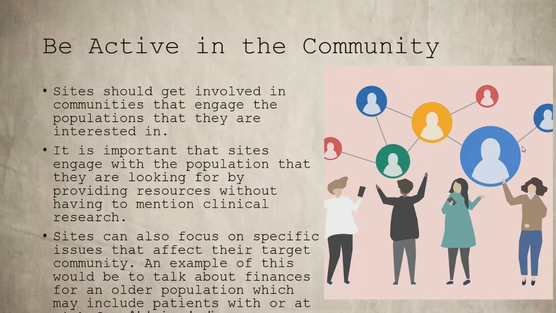Sites should get involved in communities that engage the populations that they're interested in. On Facebook, as an example, there are already communities for whatever indication your site specializes in. There's diabetes groups, there are schizophrenia groups, there's all kinds of things on Facebook. There's hashtags on Instagram and Twitter that you can use to find patients within the community. Let's say you're a site that does schizophrenia, you can go on Twitter and search hashtag schizophrenia.